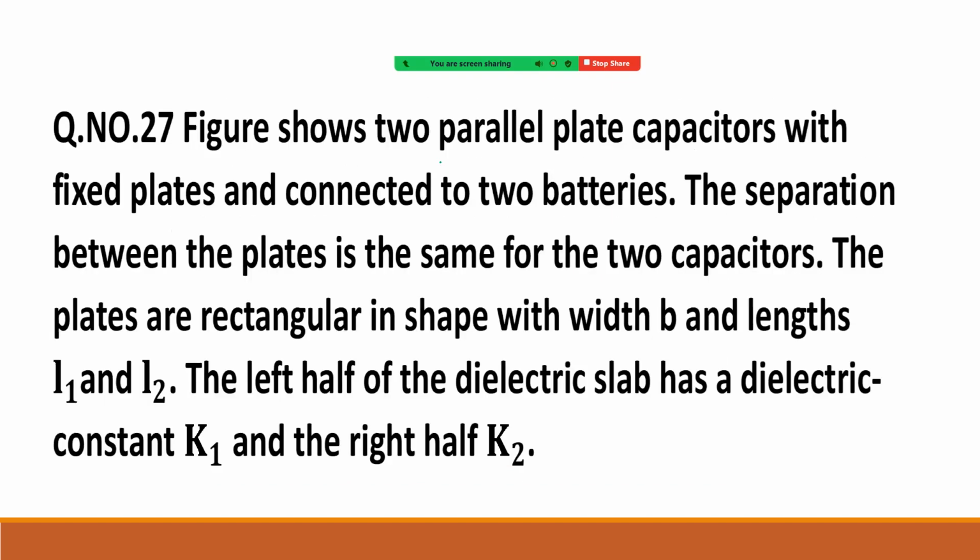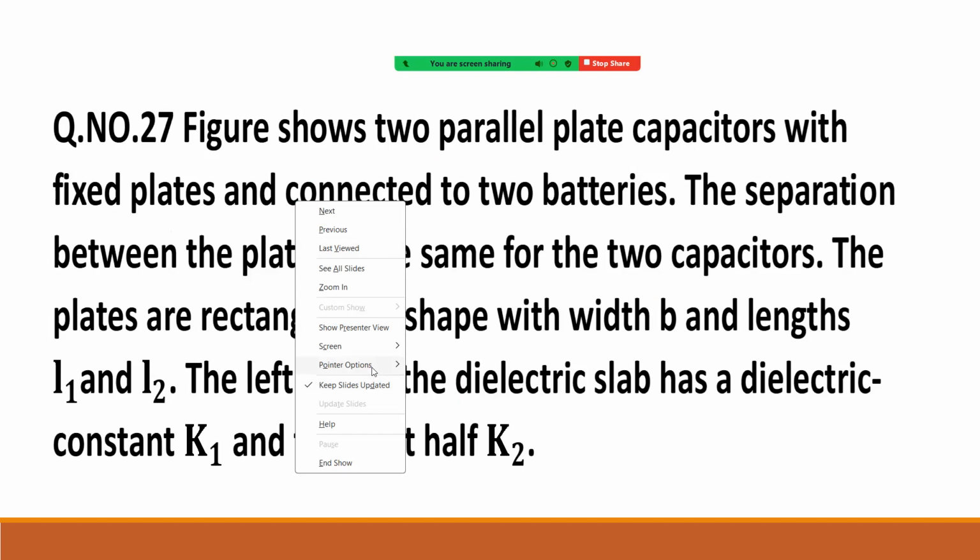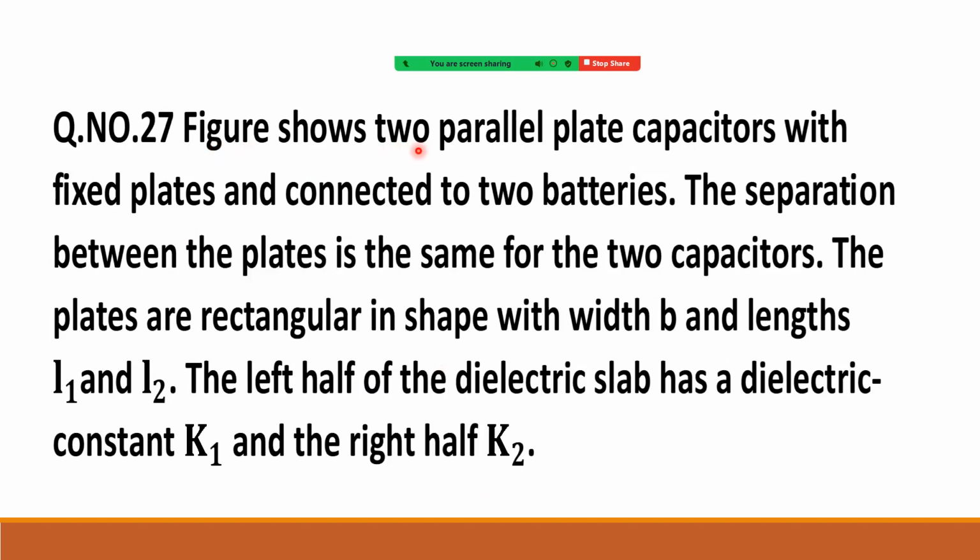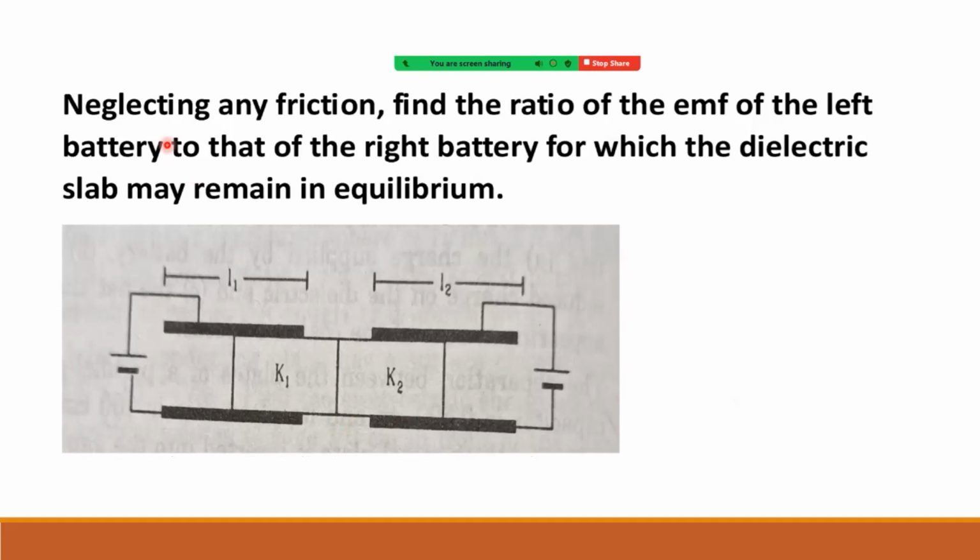Let us see the next one. The figure shows two parallel plate capacitors with fixed plates connected to two batteries. The separation between the plates is the same for the two capacitors. The plates are rectangular in shape with width B and lengths L1 and L2. The left half of the dielectric slab has dielectric constant K1 and the right half K2. Neglect any friction. Find the ratio of the EMF of the left battery to that of the right battery for which the dielectric slab may remain in equilibrium.